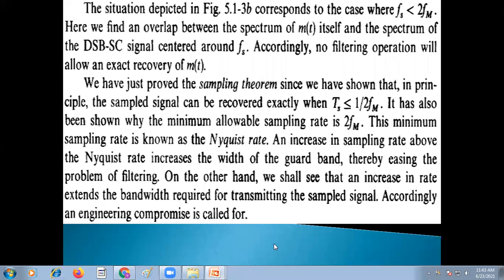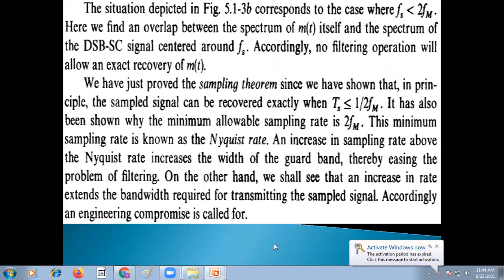So there is a relation between Fs and Ts. Fs is equal to 1/Ts. That's why Ts is equal to 1/2Fm, or Fs is equal to 2Fm condition. That is called the minimum allowable sampling rate, or the Nyquist rate. Students, please observe that it's an important relation. For the Nyquist rate, Fs is equal to 2Fm condition. That is the minimum allowable sampling theorem.